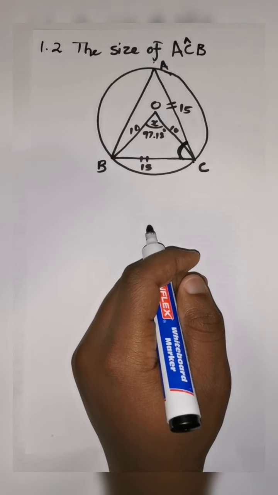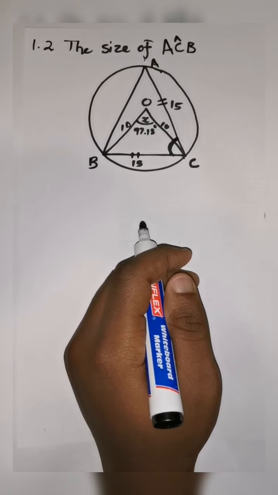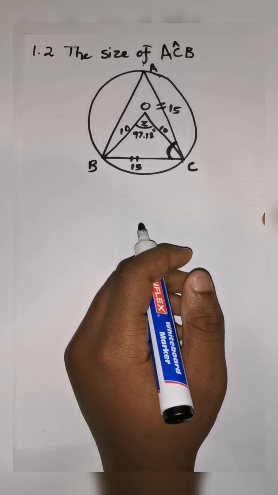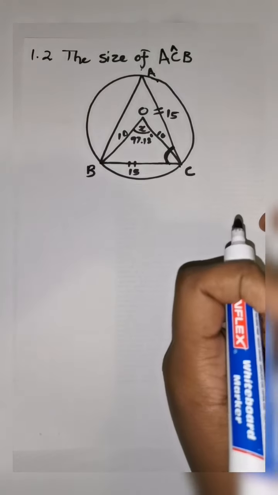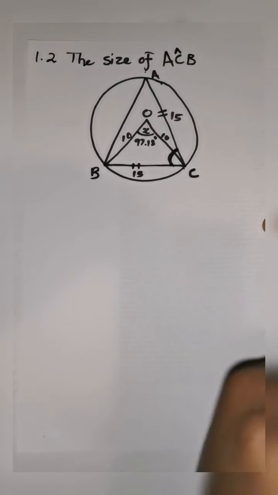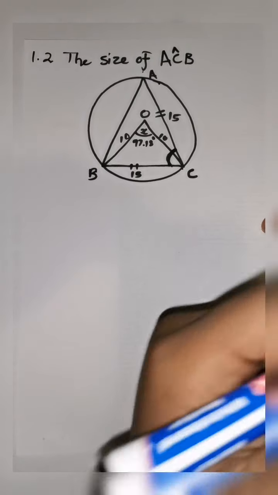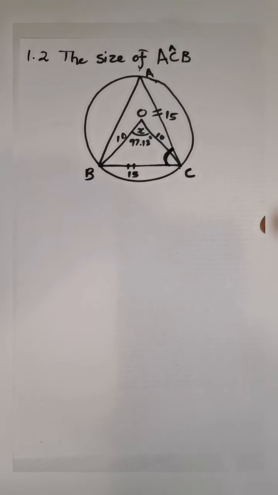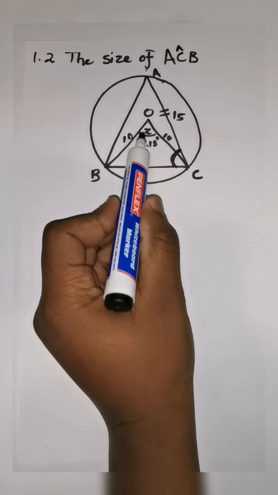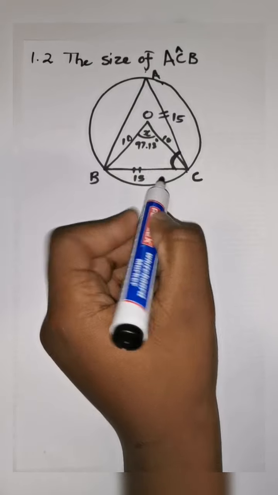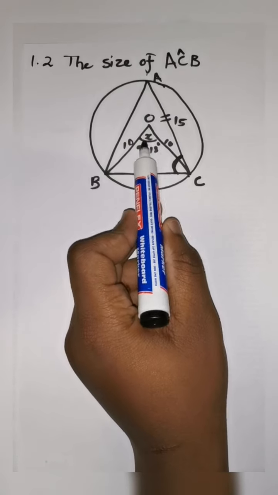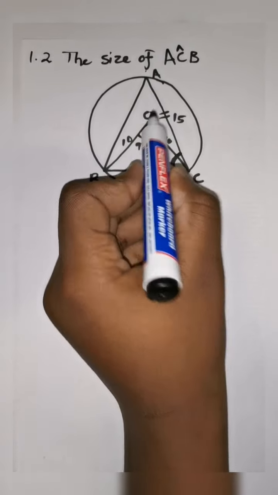Over time, I've noticed that with the way matric questions are asked, actually not just matric, but the way the NSC system works, the questions are related. As you go to the next question, the previous answer somehow helps you to answer it. On the previous question, we were asked to calculate x, which is this angle right here. x was 97.18 degrees, and this angle is at the center.